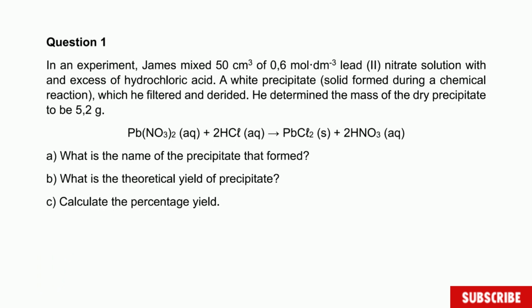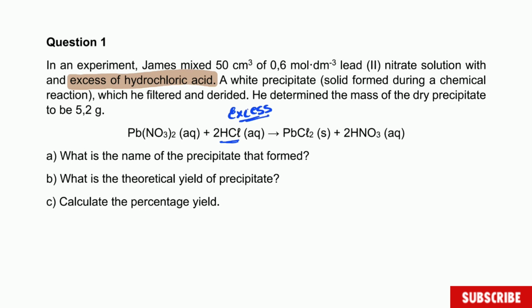The question says, in an experiment, James mixed 50 cubic centimeters of 0.6 mole per cubic decimeter lead(II) nitrate solution with an excess of hydrochloric acid. So the lead(II) nitrate is in solution and is reacting with hydrochloric acid, and the hydrochloric acid is in excess. So let's mark that part, excess of hydrochloric acid. In other words, the hydrochloric acid in the chemical reaction is in excess.